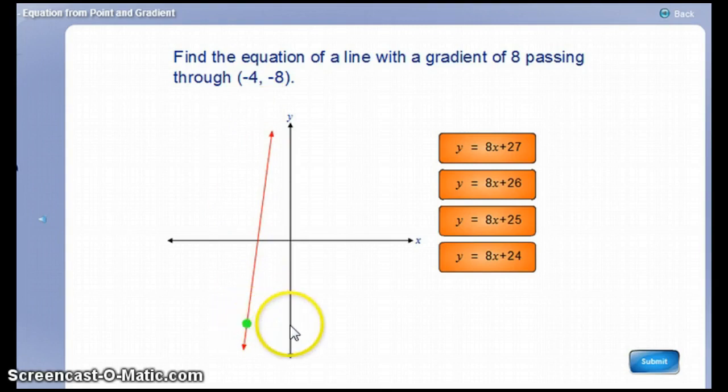Now, if I start at -8 down here, if I go across one and up eight, I'm back here, right here on 0. I've got 3 more steps to do of 8. 3 times 8 is 24. So my y-intercept is going to be 24. So the correct equation is y equals 8x plus 24.